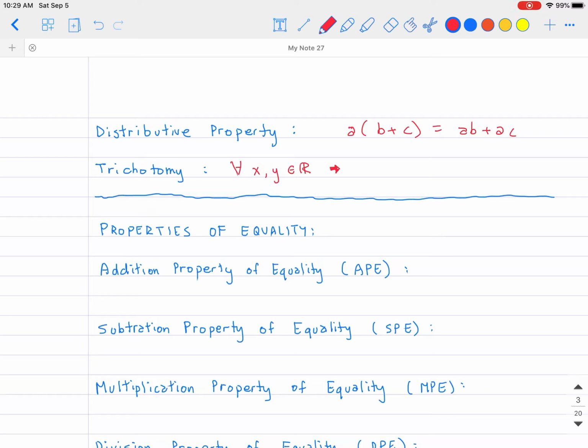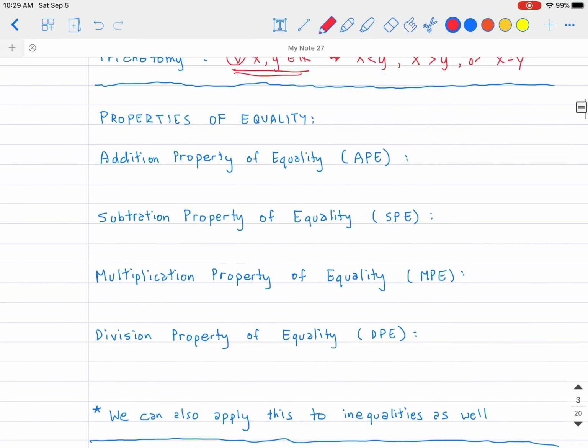And the last one, which you haven't heard of before, is called trichotomy. Here you have two numbers in the real numbers. Again, remember the symbol right here: this means for all x and y in the real numbers, there are three things that could be true. Either x is less than y, x is greater than y, or x is equal to y. Picking any two numbers, it has to fall into one of those three categories, and hence that's trichotomy.